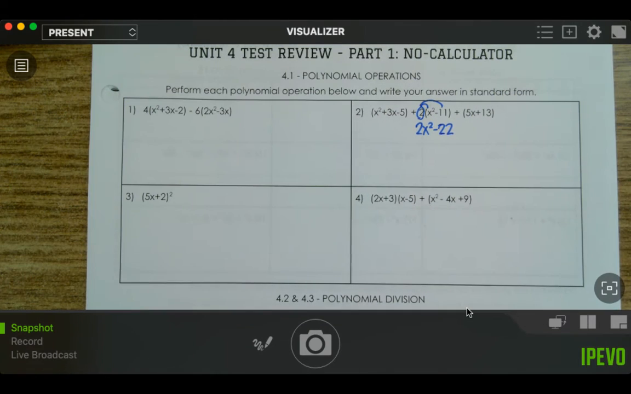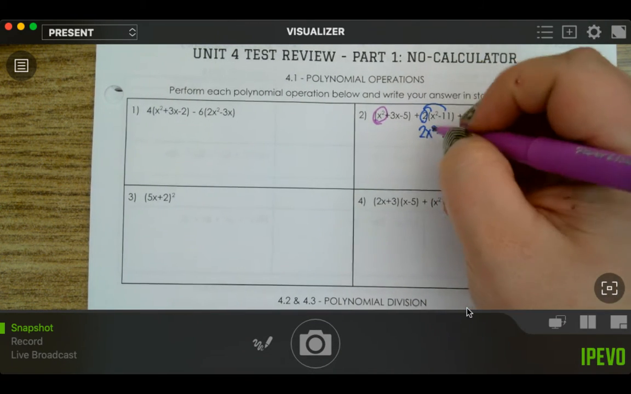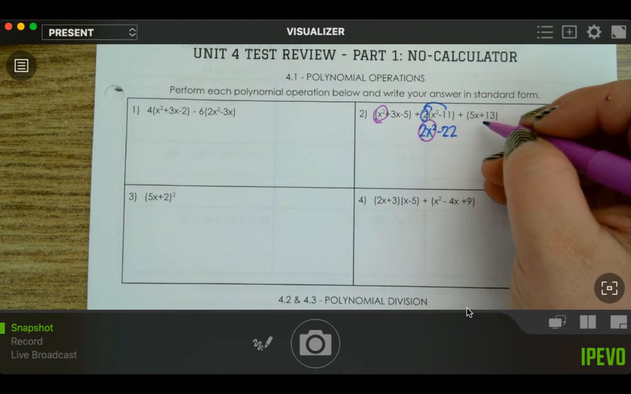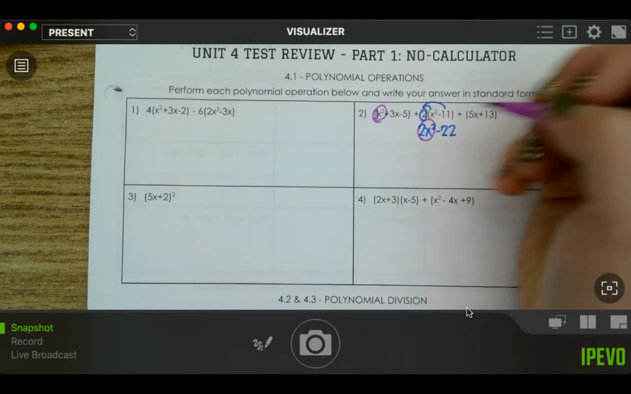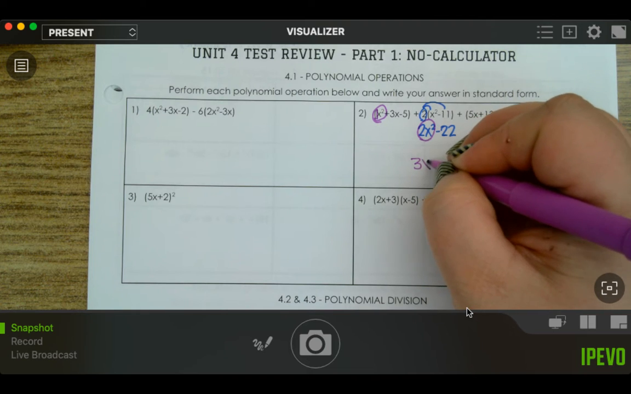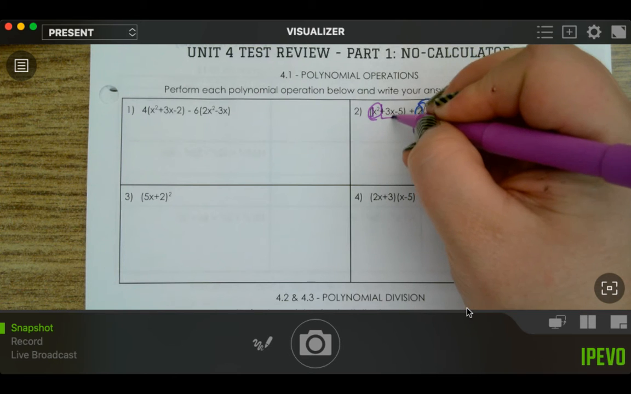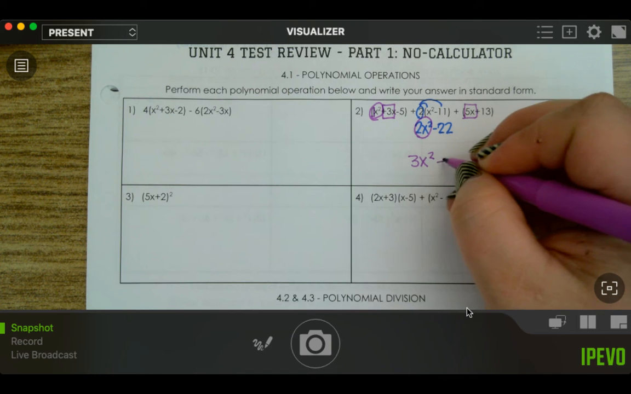And then I'm going to add together my like terms. Keep in mind that like terms means you have the same exponent and the same variable. So x squared and 2x squared, and there's no other x squareds over here. 2x squared plus another 1x squared, if you want to put a 1 there, makes 3x squared. And then I'm going to go on to my x's. I've got 3x here and 5x here. Together that makes 8x.